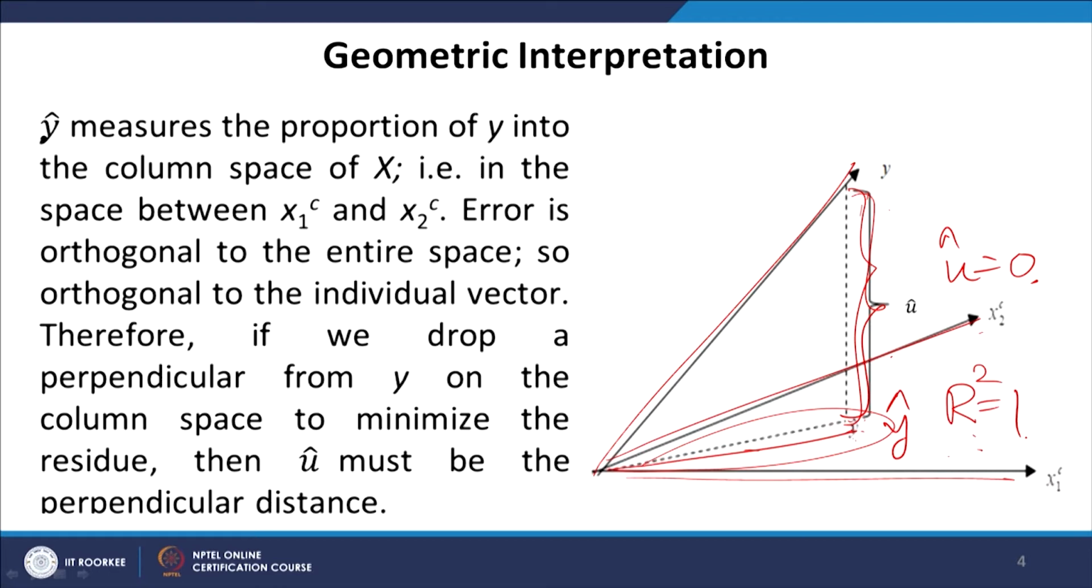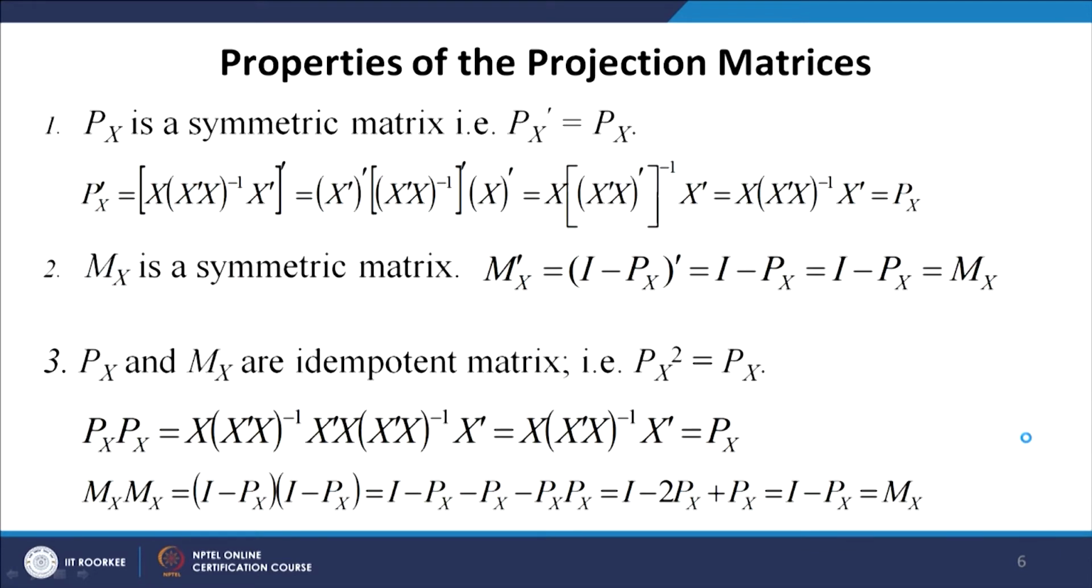So, we have ESS upon TSS equal to 1. Okay. Now, we talk about certain properties of the projection matrices, because again that will be useful. Px is a symmetric matrix, which implies that Px prime is equal to Px.